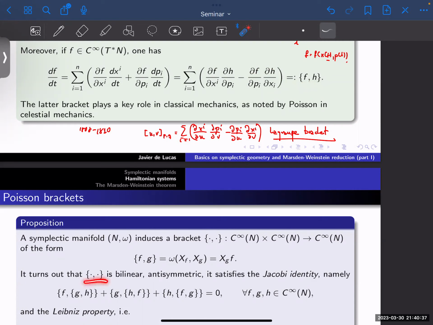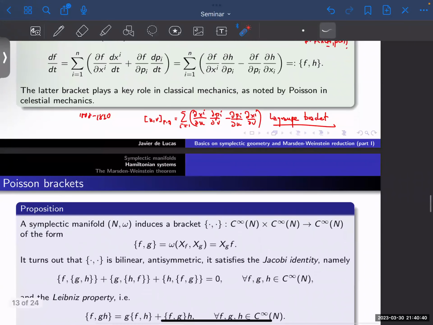So this is bilinear and antisymmetric, and it can be proved too that it satisfies the so-called Jacobi identity, which is some kind of cyclic property. You have two functions, you take the bracket with a third one, and then you write exactly the same but cyclically changing the positions. For example, where it's F you write G, where it's G you write H, and where it's H you write F. And the next one is obtained the same way. When you sum up everything, it turns out to be equal to 0.